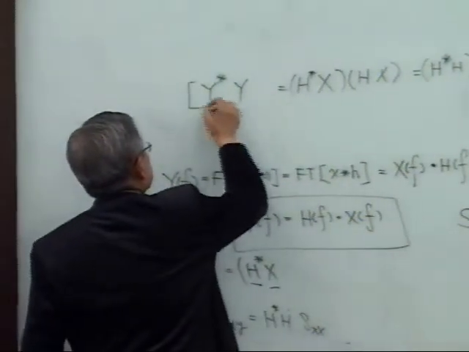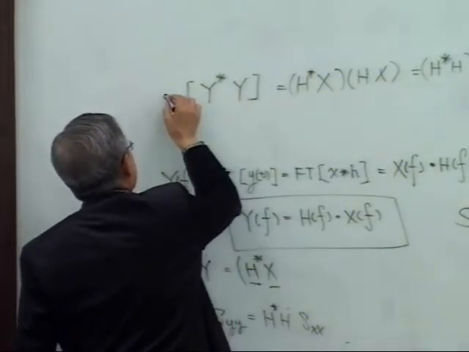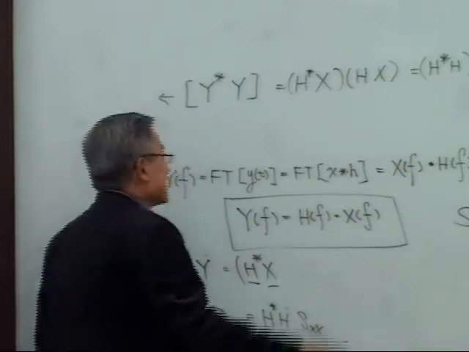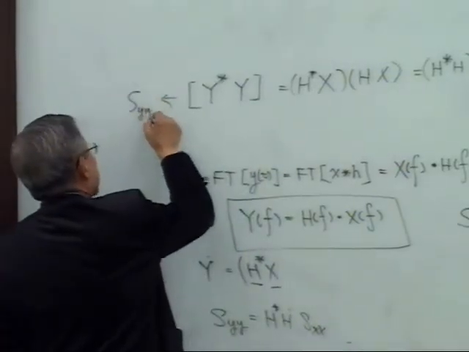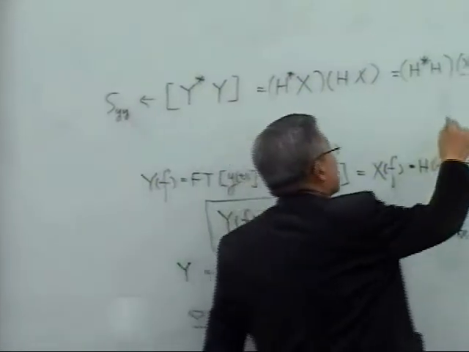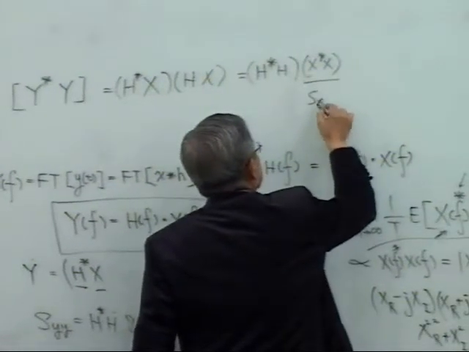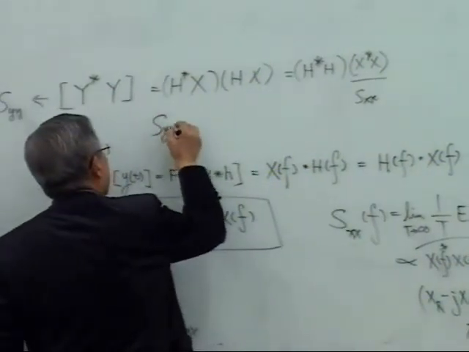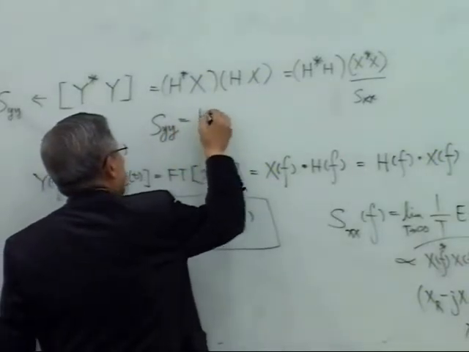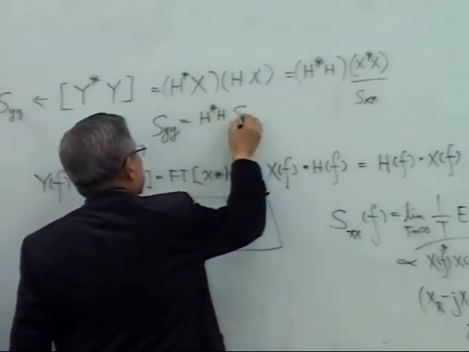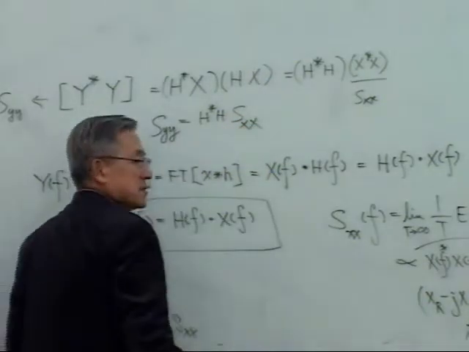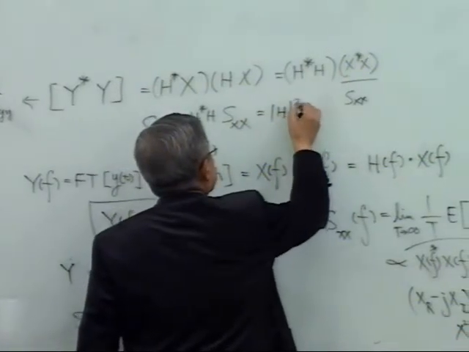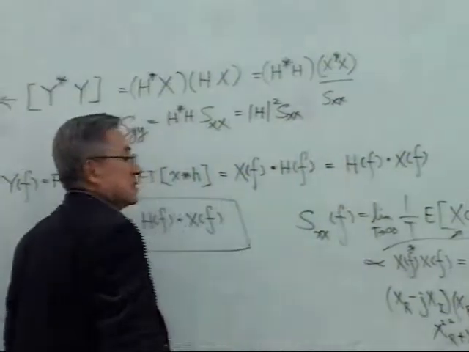So this is proportional, divided by 1 over tau, setting the limit T goes to infinity. This becomes S_YY, and now this guy will become S_XX. So you can say that S_YY is equal to H star H S_XX.